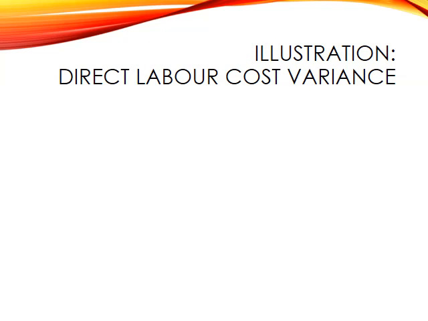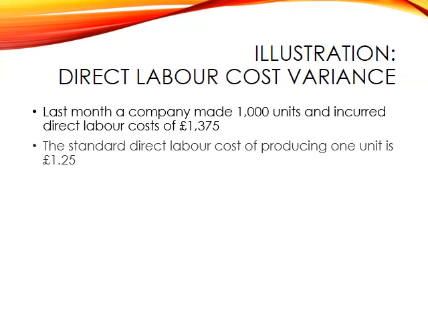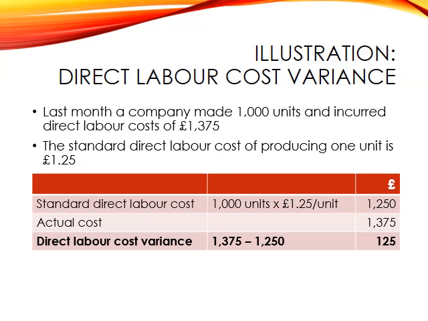Let's have a look at an illustration of how we calculate direct labour cost variance. Last month a company made 1,000 units and it incurred direct labour costs of £1,375. The standard direct labour cost of producing one unit is £1.25. So first of all, we calculate what the standard direct labour cost of making the actual number of units produced, which is 1,000 units, will have been.